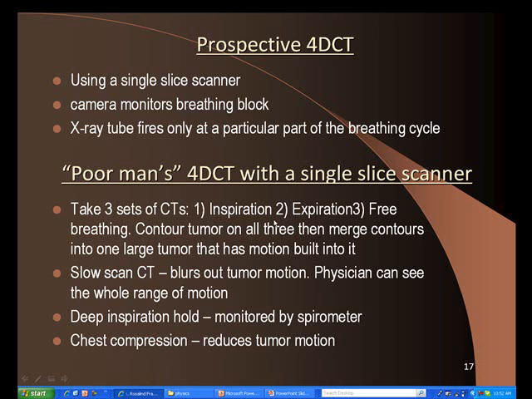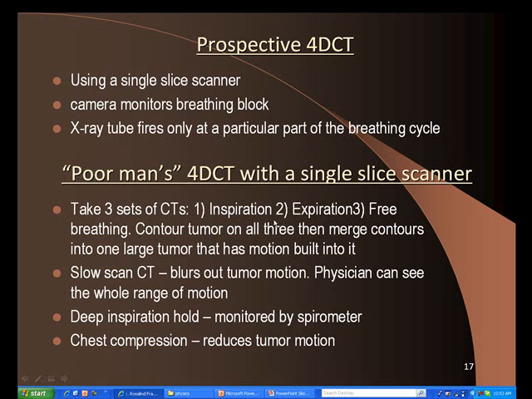Okay. So prospective is better? Prospective is less dose and less computer data, but if the patient's erratic, you might not have the right CT scan. If the patient breathes erratically, you have to select the patient very carefully. So again, using a single slice CT scanner, the camera monitors the breathing block. The X-ray tube fires only at a particular part of the breathing cycle. It fires based on where the camera block is.